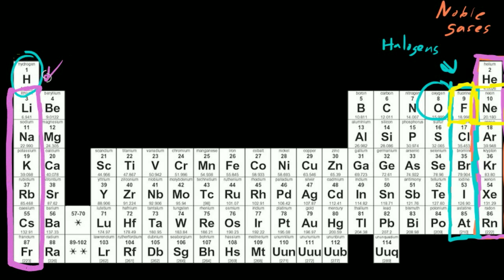But this group is called the alkali metals. And part of the reason I think hydrogen is excluded is that all of these other elements are metals. They're solid at room temperature, and they have all the other characteristics of a metal. They're conductive. They conduct electricity. They conduct heat.